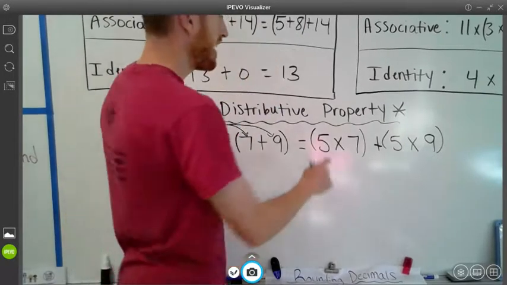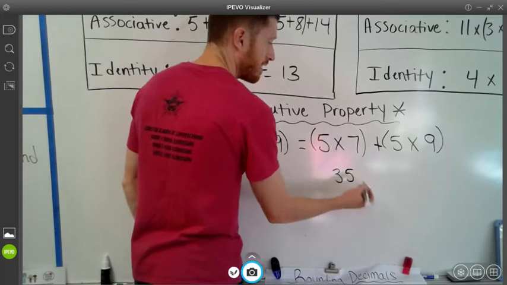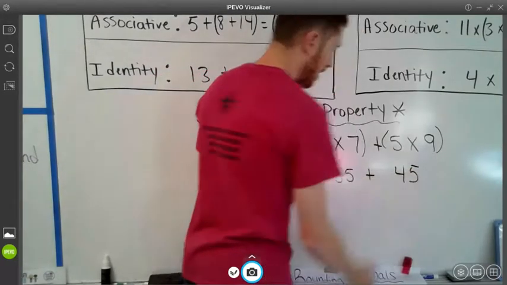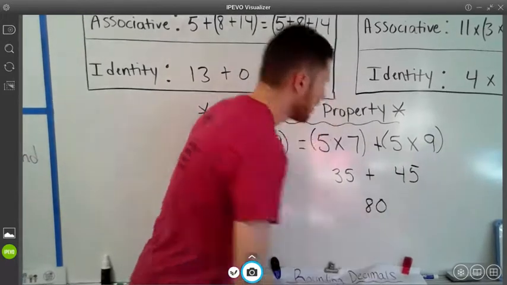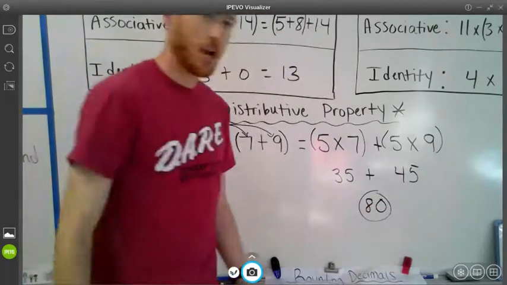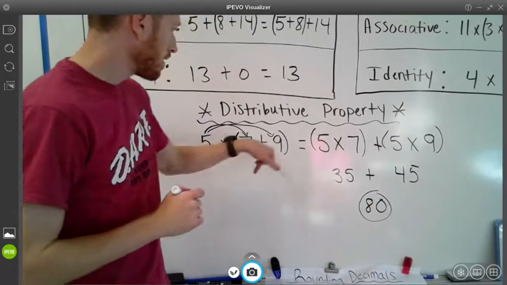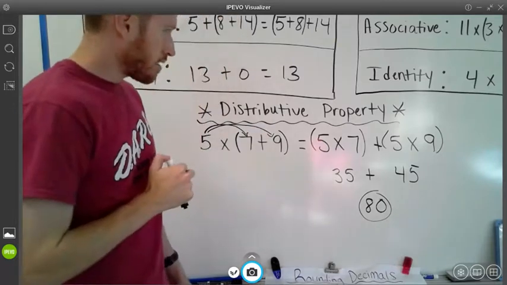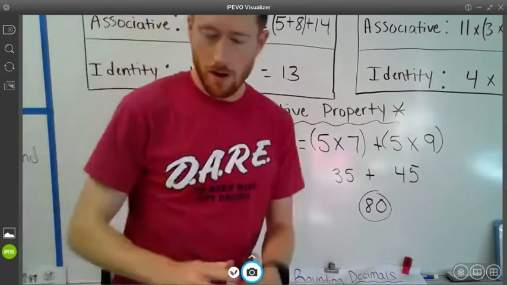Okay. 5 times 7 is 35, plus 45 on this side. And 35 plus 45, I believe, is 80. Isn't that right? Okay. So you get your 80 as your answer by distributing that product with the other 2. All right, so that is a real simple distributive property. Let me show you one more.